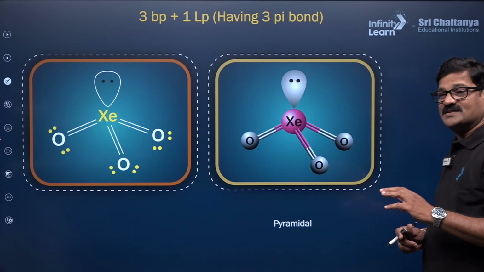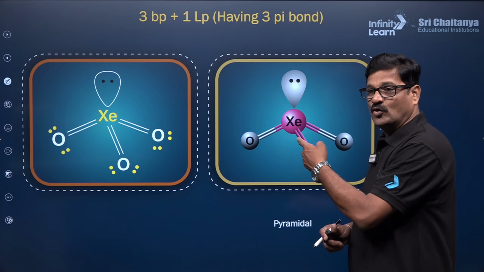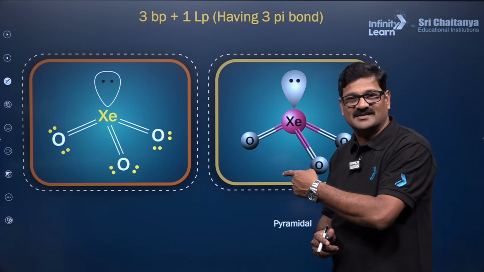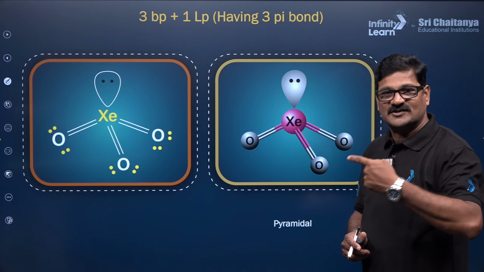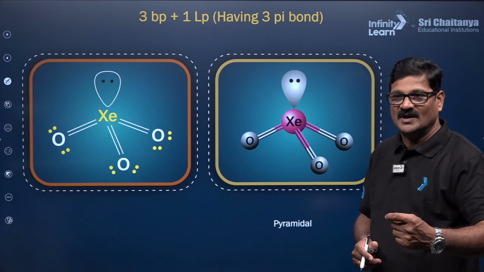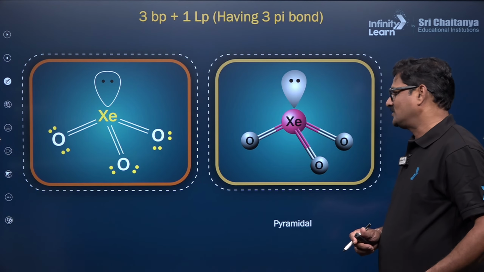In that way, XeO3, group 18 p block elements, grade 12. It is an explosive compound. It is given in the NCERT textbook.